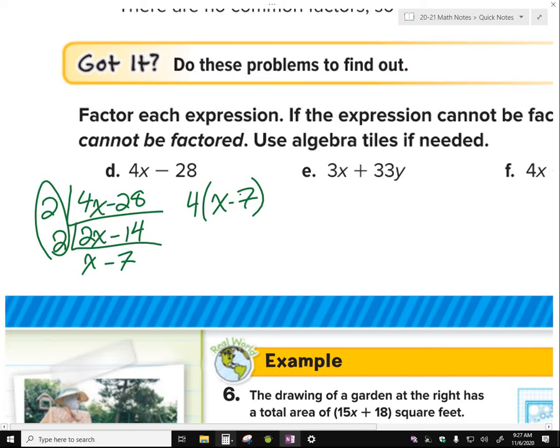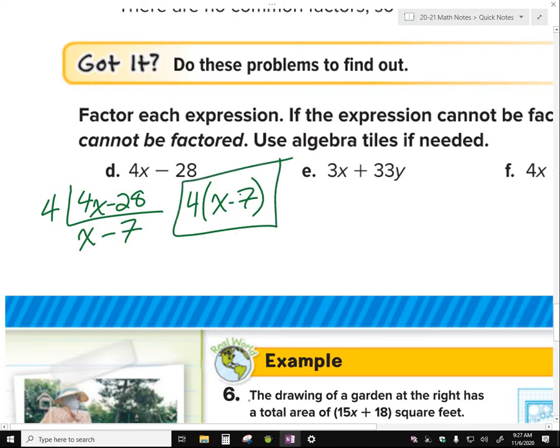Now, if I did do the 4 first off, I'll show you how that would look. If I realize that I can do a 4 right away, I have x, 28 divided by 4 is 7. And look, there it is right there again. 4 times the quantity x minus 7. If you can, in your head, find out a common factor, or if you can use a calculator to find out a common factor faster, yeah.